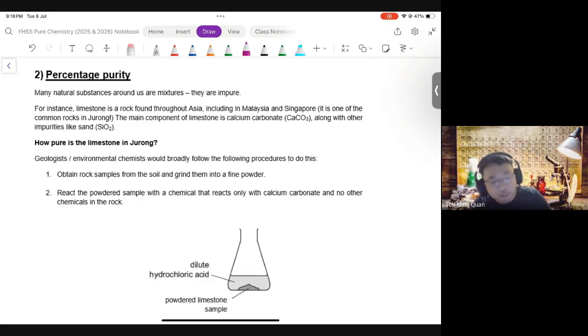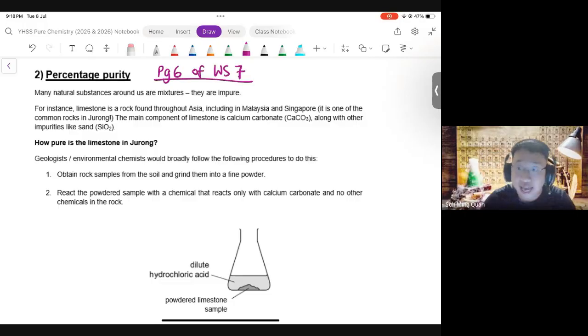Now, percentage purity can be found from page 6 of worksheet number 7. This is the same worksheet that has percentage yield. Yesterday in class, we already completed percentage yield, and I hope you have practiced using the checkpoint questions from checkpoint 1 and 2. Now let's move on to a different concept related to percentage, and this is called percentage purity.